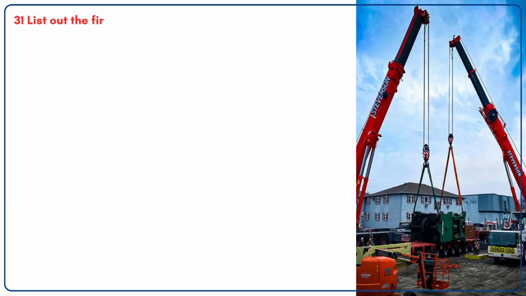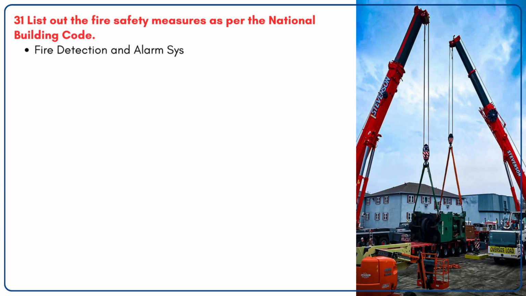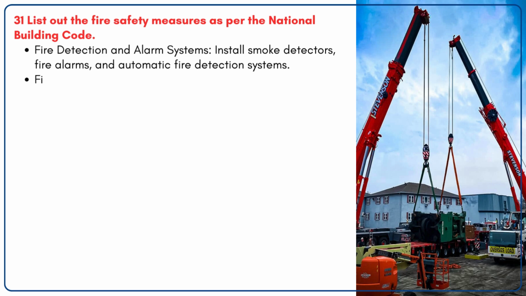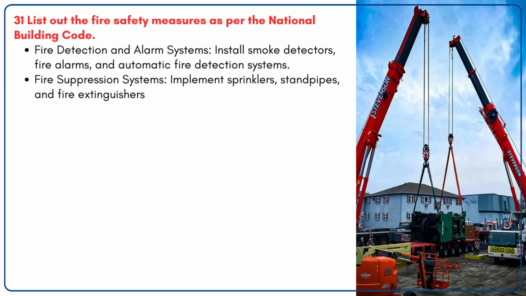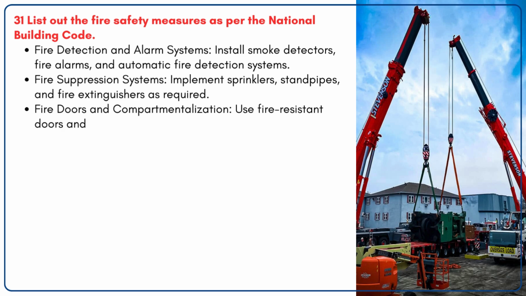31. List out the fire safety measures as per the National Building Code. Fire detection and alarm systems: install smoke detectors, fire alarms, and automatic fire detection systems. Fire suppression systems: implement sprinklers, standpipes, and fire extinguishers as required. Fire doors and compartmentalization: use fire-resistant doors and partitions to contain fire and smoke.